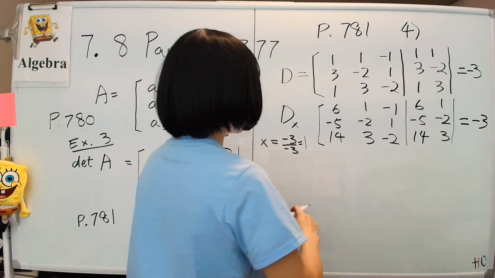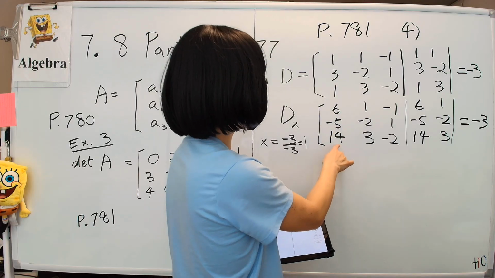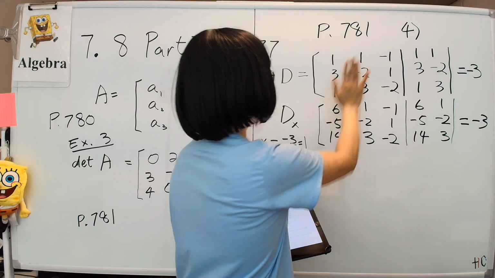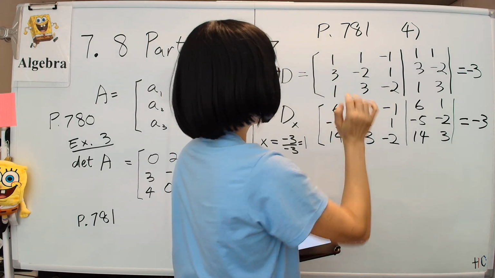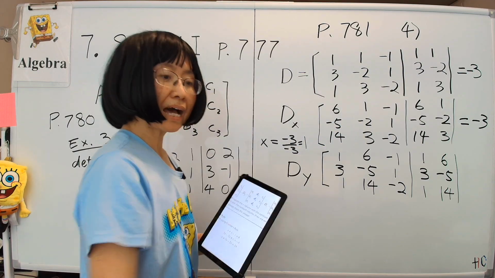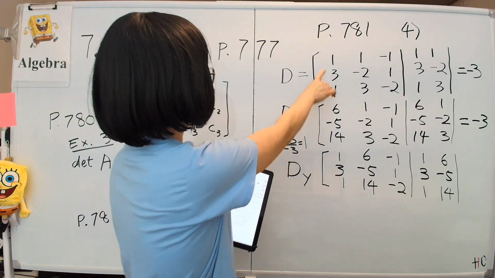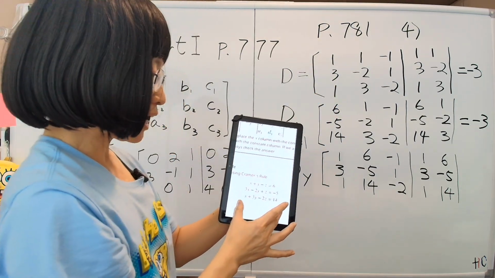Next, let me write down dy, where we use the 6, minus 5, and 14. This time we slap it over the y coefficients in the middle. So let me write that down. I have it written down now. We have 1, 3, 1. That's the original coefficients for x, okay?